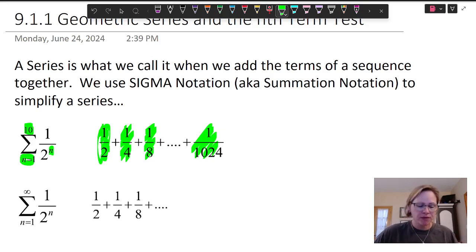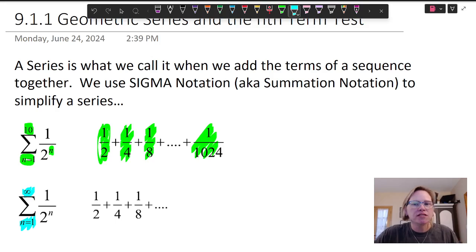Now, in BC Calculus, we primarily focus on infinite series. And so from this point forward, that's all we're going to talk about. You know you have an infinite series because we have our sigma notation, and you can see that we start at 1, but this time we end at infinity. This says we have an infinite number of terms that we're adding together.